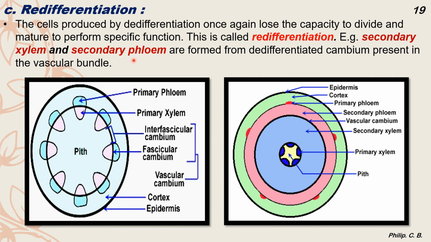Just as I mentioned in the previous slide, the image which I added where I also showed the secondary xylem and phloem. So here again I added another image for your better understanding. You can see in this image primary phloem, primary xylem, which is already present. Intervascular cambium, vascular cambium. This is what is de-differentiation which we saw. Vascular cambium, cortex and epidermis. Now if you see the second image: epidermis, cortex, primary phloem, secondary phloem, vascular cambium, here primary xylem, secondary xylem and the pith. So here the secondary phloem and the secondary xylem are the redifferentiated cells. Clear students?